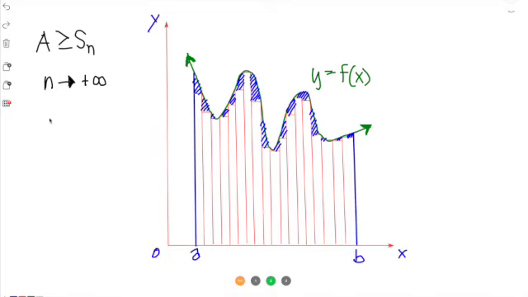So this is now our definition of the area. So let me write it here. The definition of our area here, which is bounded by the curve, is the limit. So A, this is the area that we wish to find. This is the limit as the number of subintervals n approaches infinity.